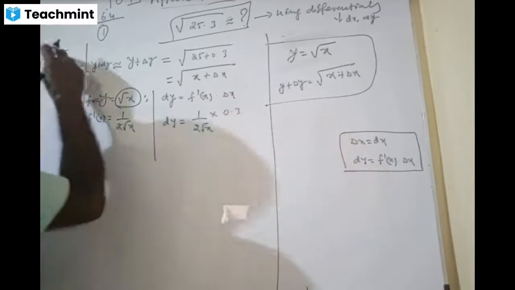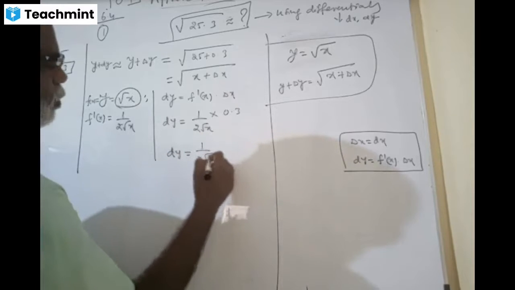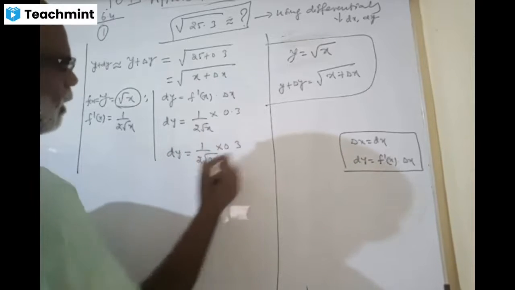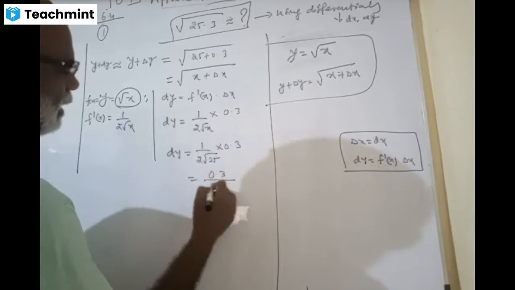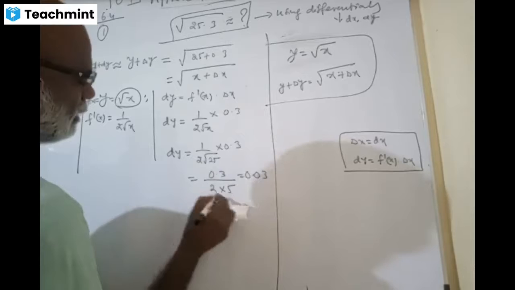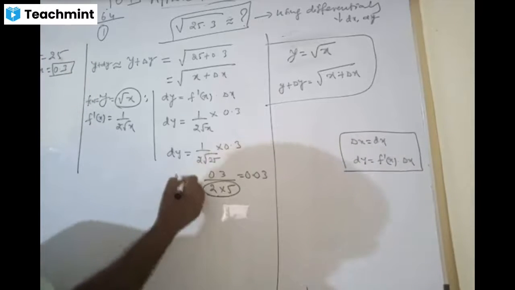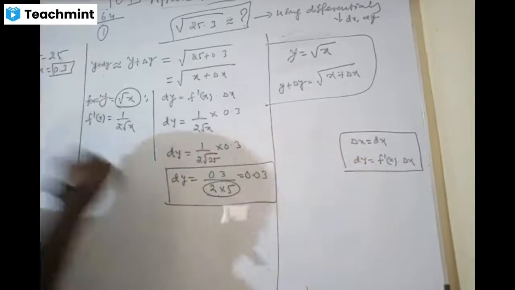And what about x? dy equals 1 by 2 root of 25, times 0.3. You can write 0.3 by 2 into 5, that is 0.3 by 10, and 0.3 by 10 is nothing but 0.03. This is called your dy.